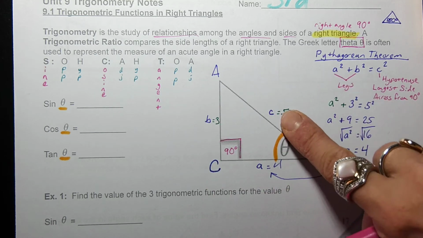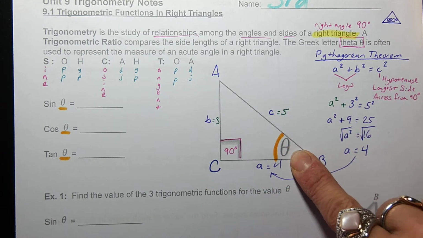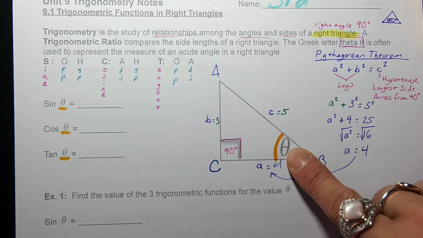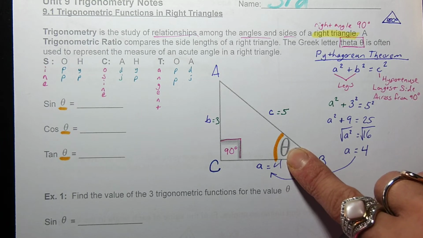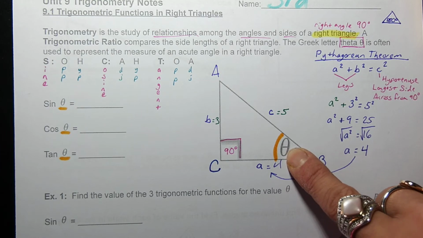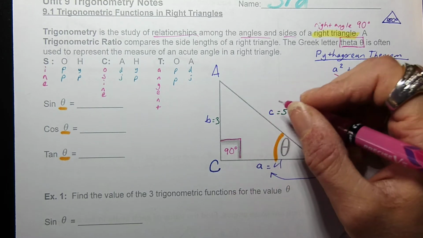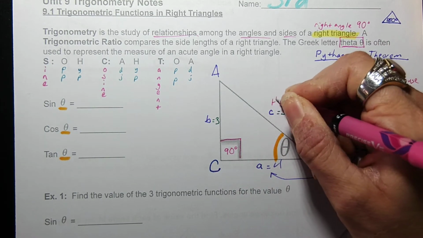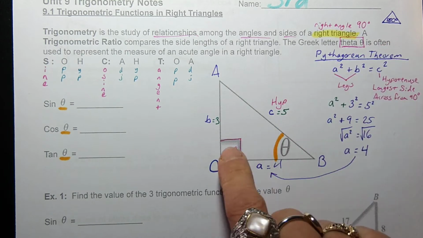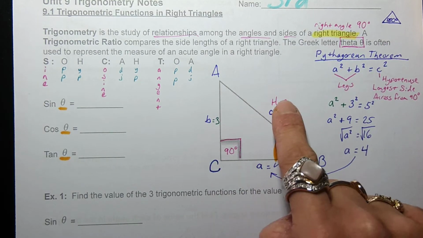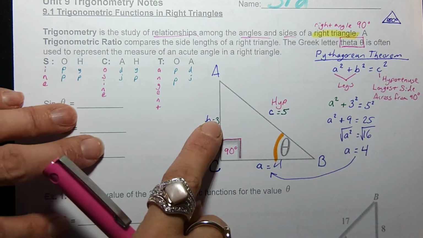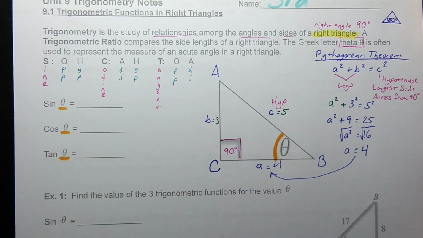What would you say C is relative to theta? Is it opposite, adjacent, or hypotenuse? Adjacent. It is adjacent, but what is it more? It's the hypotenuse. So normally when I am labeling, I always start by labeling the hypotenuse side, which is always across from the 90-degree angle and always your longest side. 3, 4, 5, 5 is longest. There's your hypotenuse.